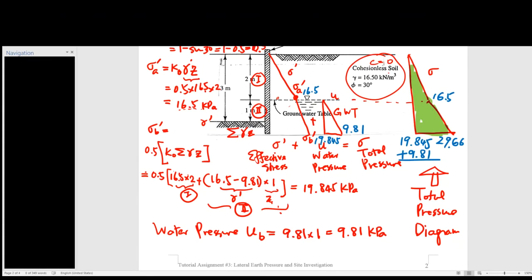Now that K is equal to 1 minus sine phi, right? Equal to 0.5, because the data given by the problem is that the wall is at rest, right? So you have to use K naught. Is that clear?